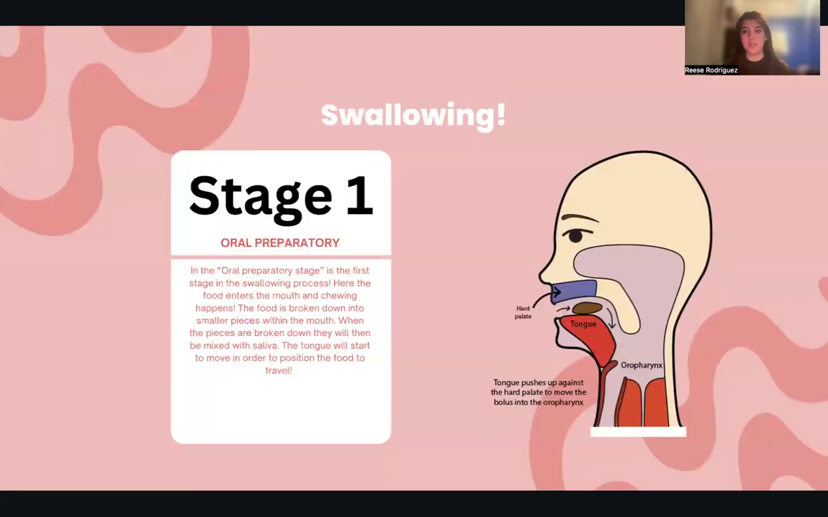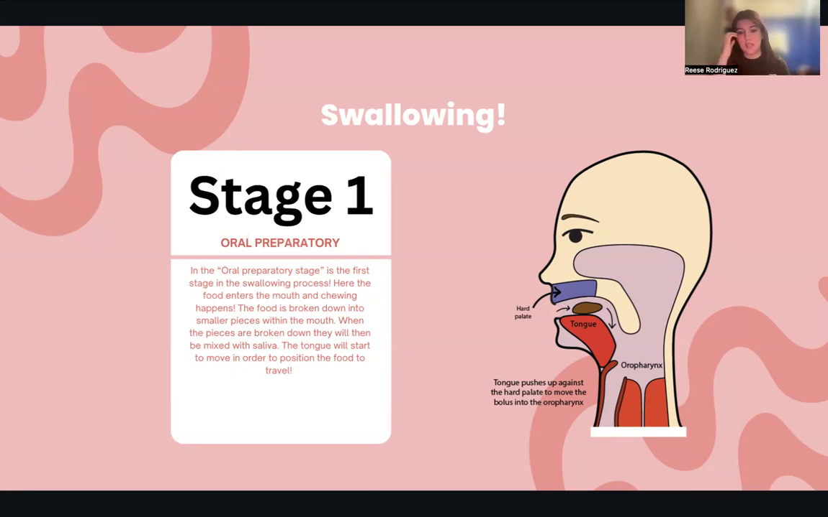So let's talk swallowing. Swallowing consists of four different stages. Your first stage is known as your oral preparatory stage. In this stage, the food first goes into your mouth and chewing happens. The goal here is to break the food down into smaller pieces within the mouth. When these pieces are broken down, the glands within your mouth mix it with saliva, and this forms what's known as a bolus, which is basically just a ball of food.